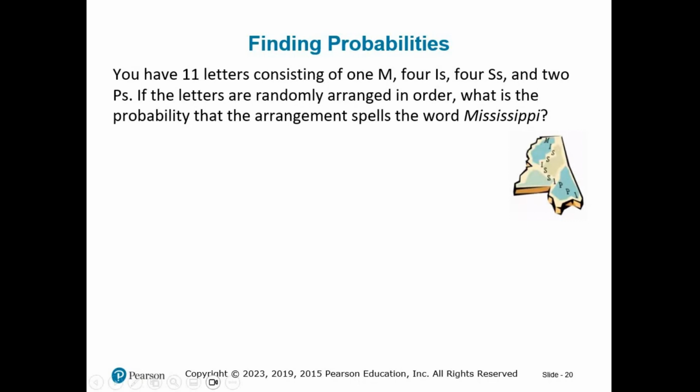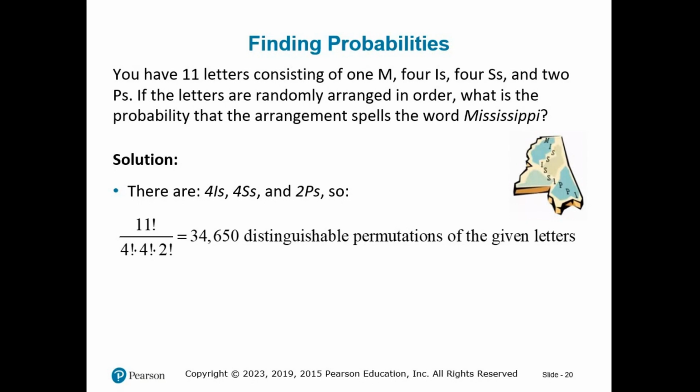So let's figure out what letters we have multiples of. Okay, there's just 1 M, so we don't have to worry about that one. You would just be multiplying by 1. Then there are 4 I's, 4 S's, and 2 P's. So we can use our calculator, or we can do this by hand. Remember to add the M into the total number for the numerator, or you can just count the number of letters in the word. So we have 11 factorial over 4 factorial times 4 factorial times 2 factorial. And we get 34,650 distinguishable permutations of the given letters.